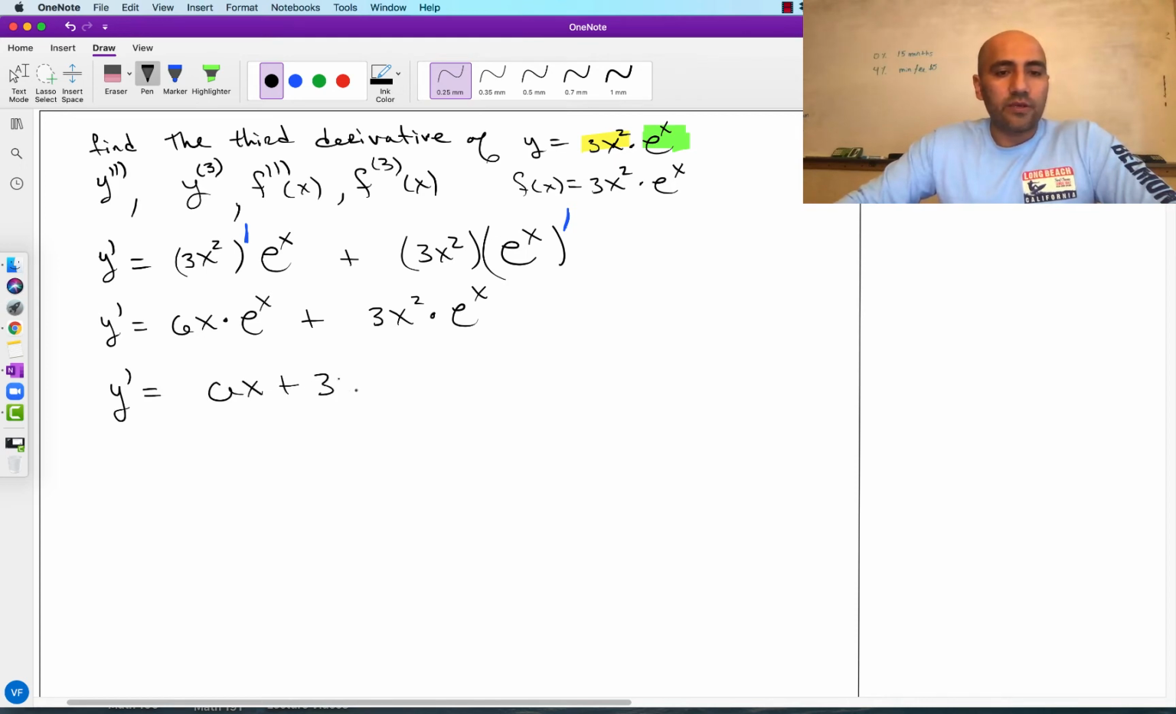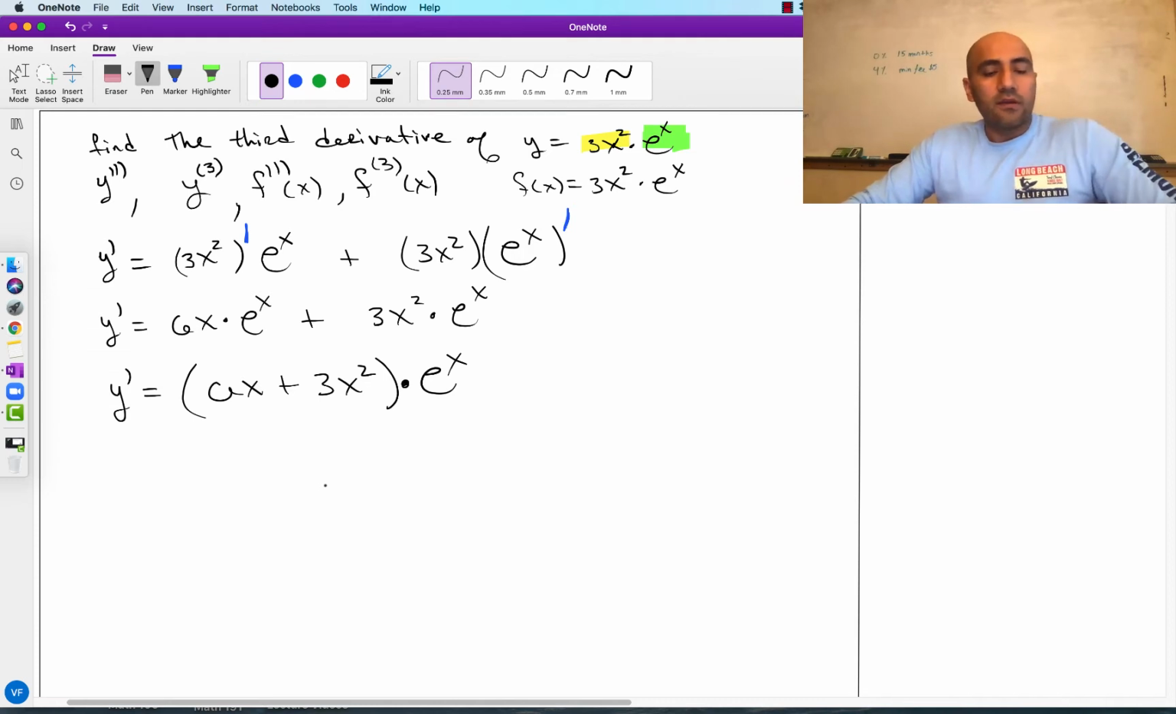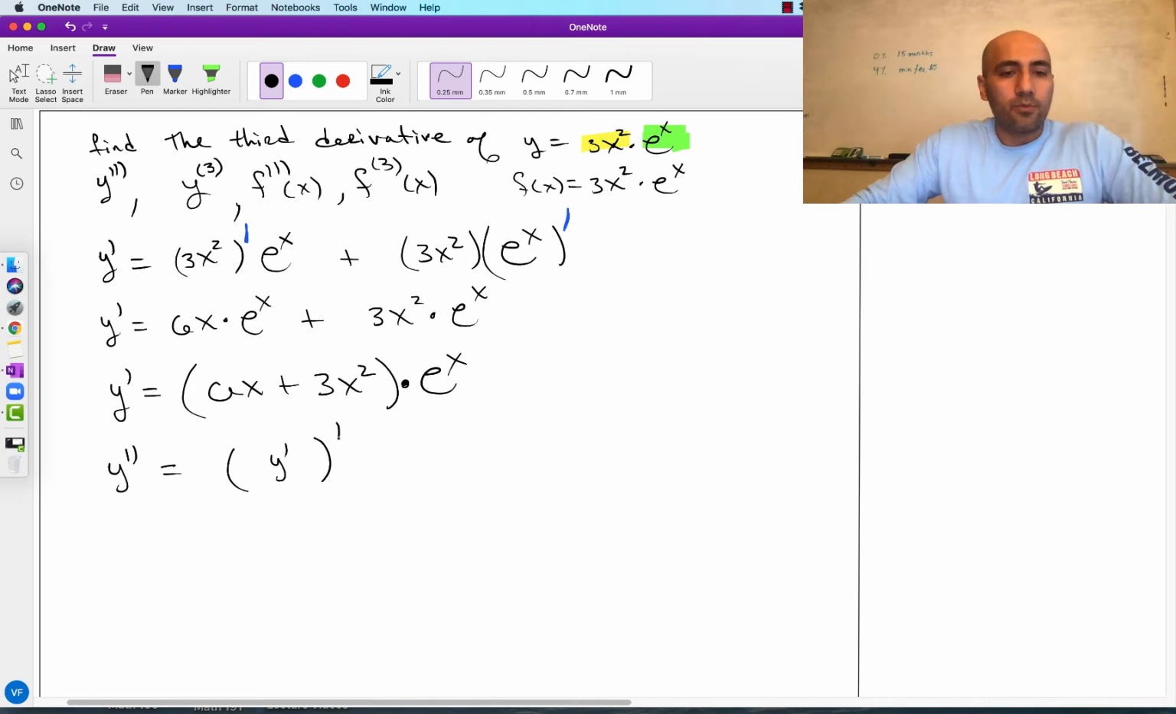6x plus 3x squared times e to the x. And then we can think of this as one simple product rule rather than the addition of two separate product rules, right? So if you can simplify your way to something easier, why not do that, right? Okay, so now we can take the second derivative. So the second derivative is going to be equal to the first derivative. It's going to be equal to y prime prime, the derivative of the first derivative.